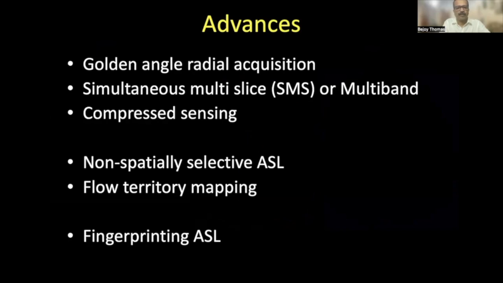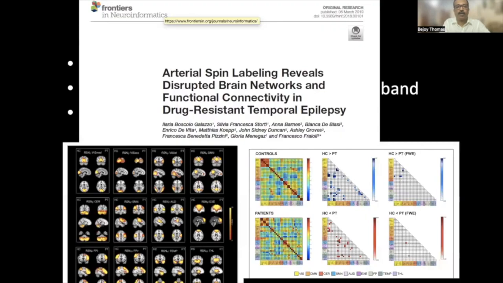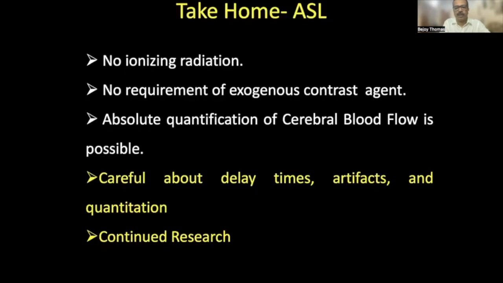As for the advances, there are different acquisition methods, such as the multiband technique to improve the SNR. Compressed sensing is coming. Non-spatially selective ASL and velocity-selective ASL are coming. You mentioned recently, acceleration-selective ASL is also being tested. ASL fingerprinting is coming, and ASL is also being used to study the networks in epilepsy, and more advanced sequences are used for research in epilepsy and other areas.